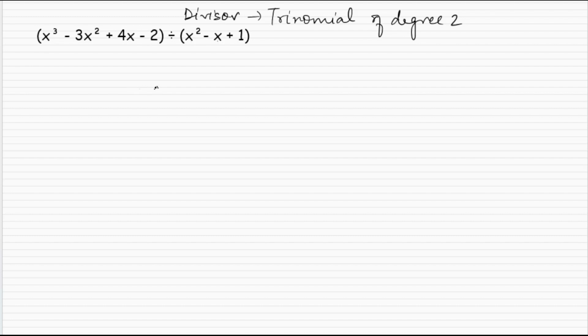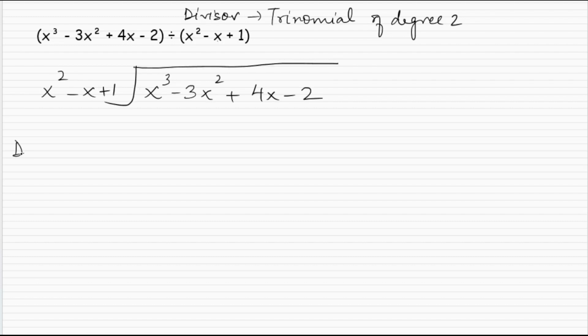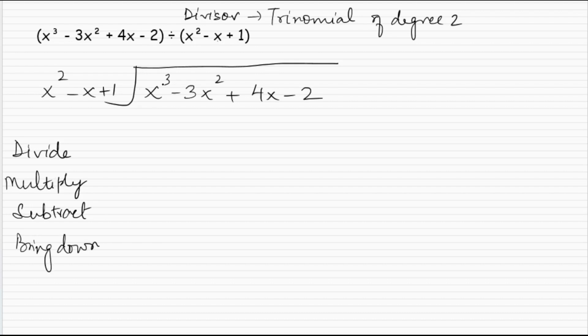So it is x cube minus 3x square plus 4x minus 2 divided by x square minus x plus 1. The process remains the same. The 4 steps: divide, multiply, subtract, and bring down. The steps stay the same. Alright, take the first term, x cube, divided by the first term of the divisor, x square. What is that? It's x. So my first term in the quotient is x.